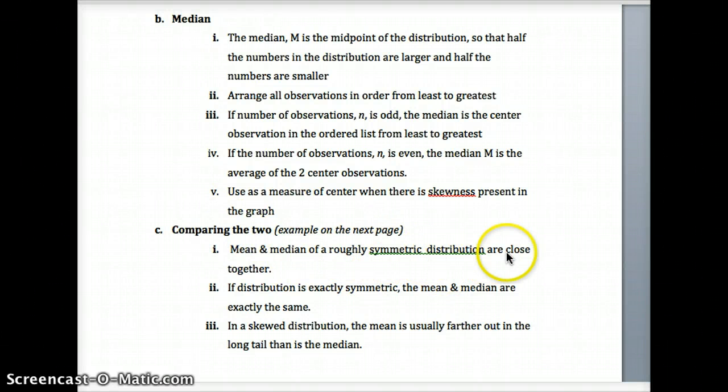If they're roughly symmetric distributions, they're close together. If there's slight skew, like slight skew right, then the mean would be slightly bigger than the median.